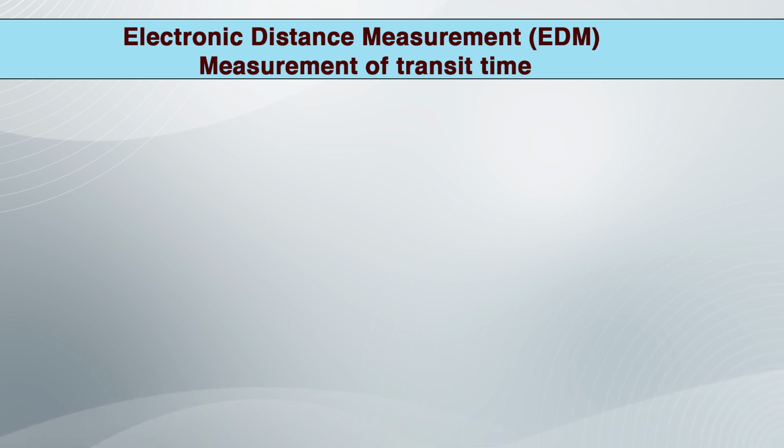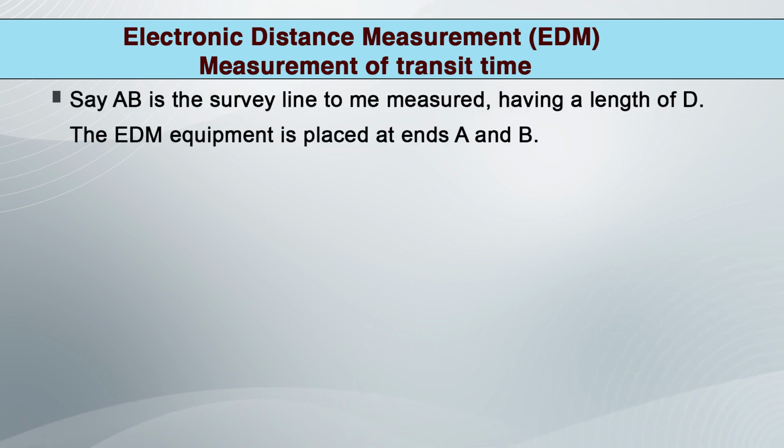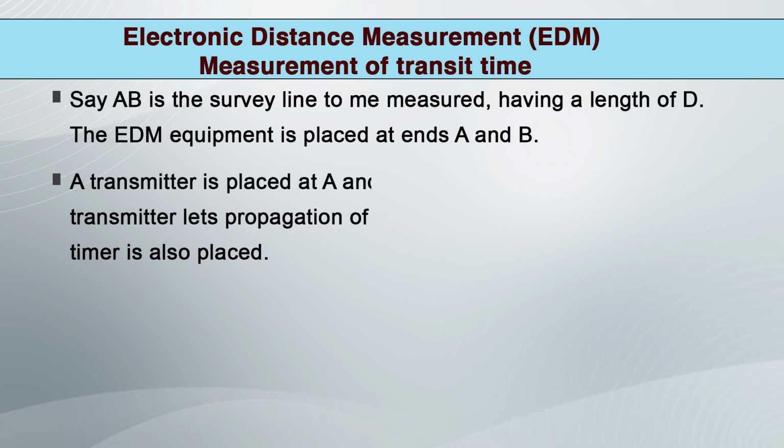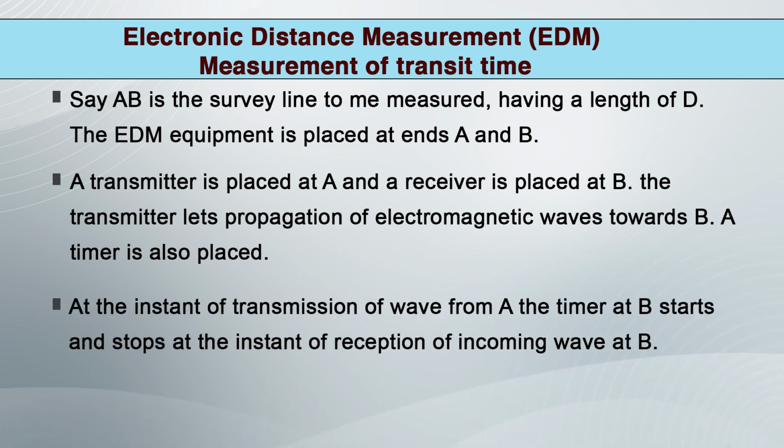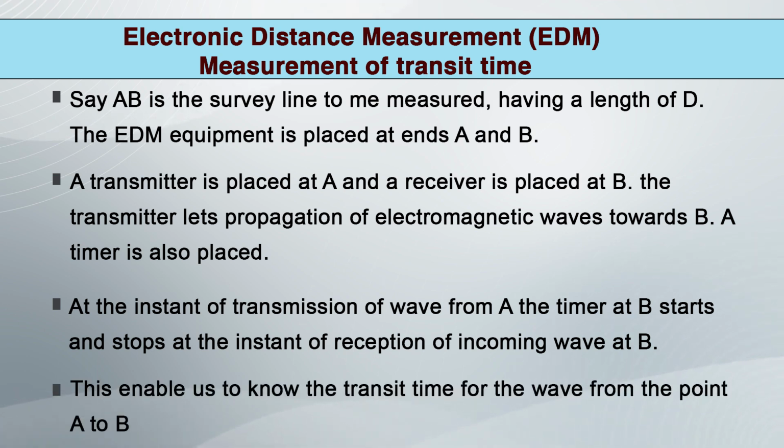Measurement of transit time in EDM. Say AB is the survey line to be measured having a length of D. The EDM equipment is placed at end A and end B. A transmitter is placed at A and a receiver is placed at B. The transmitter lets propagation of electromagnetic wave toward B. A timer is also placed. At the instant of transmission of the wave from A, the timer at B starts and stops at the instant of reception of the incoming wave at B. This enables us to know the transit time for the wave from point A to B.